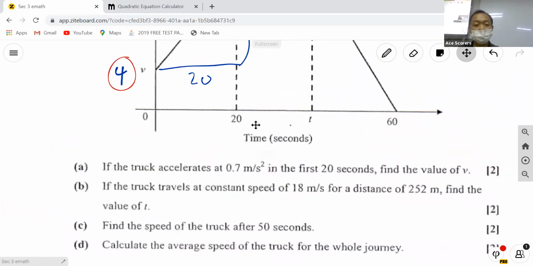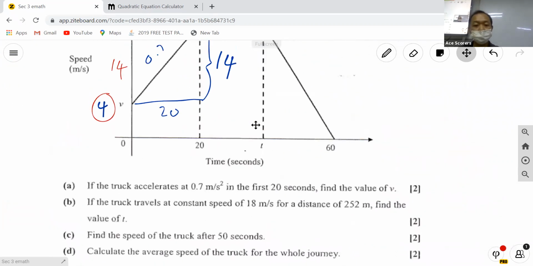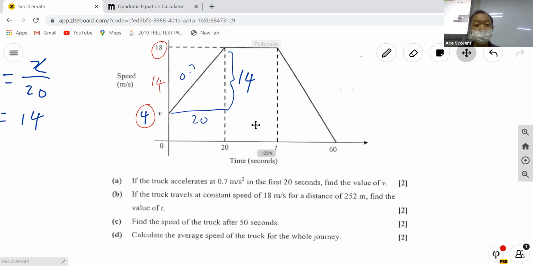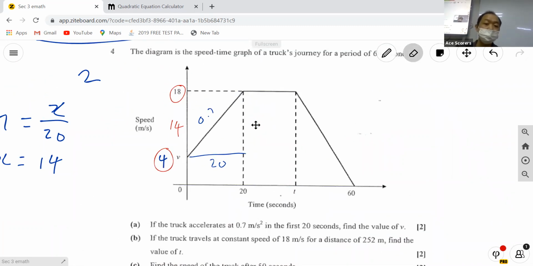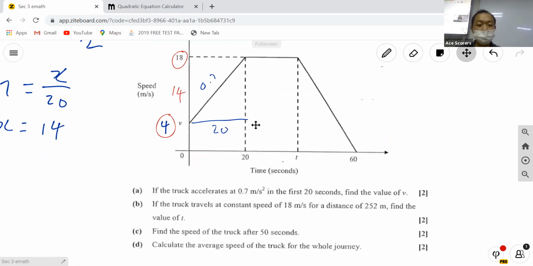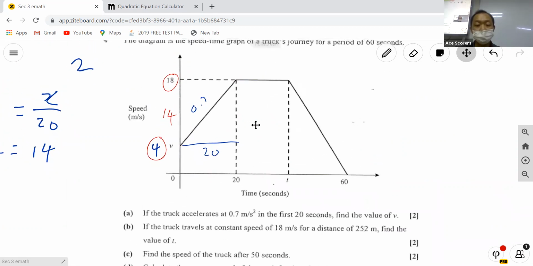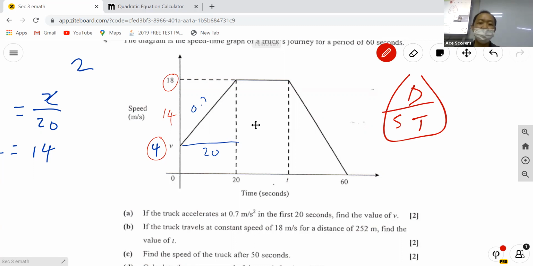Now next one, if the truck travels at a constant speed of 18 for a distance of 252, find the value of T. Where's T? So now, constant speed of 18 meters per second for distance of 252. Now this is a speed time graph. Where is the distance in the speed time graph? If you have speed, you have time, how do you find distance? Speed times time. DST triangle. To find distance, you take speed times time.